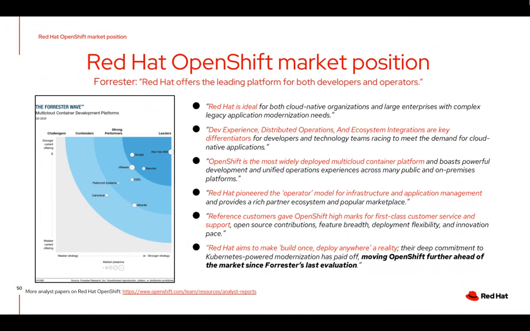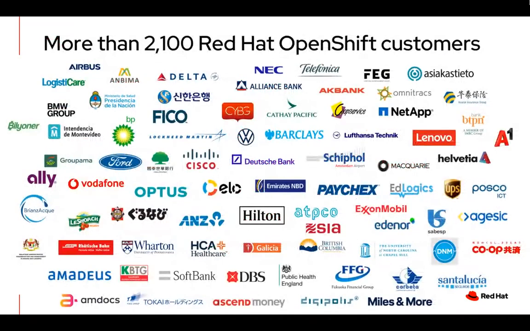So moving OpenShift further ahead of the market since Forrester's last evaluation. So we are bringing more and more innovations, and you're going to see Red Hat position remaining in the leading quadrant of multi-cloud container development platforms and other research as well. In terms of the Red Hat presence, definitely we exist, and we are growing, quarter over quarter with enterprise customers who have transformed into Red Hat OpenShift as their enterprise application platform.